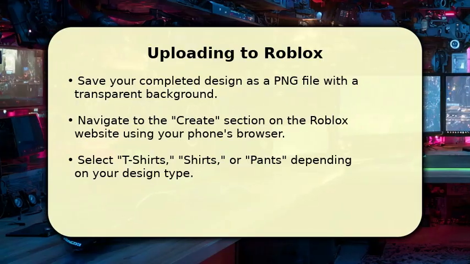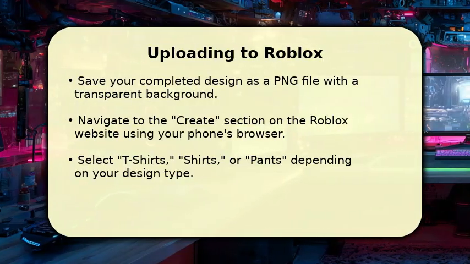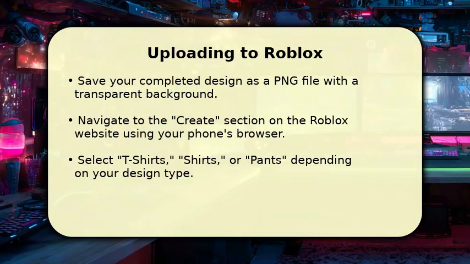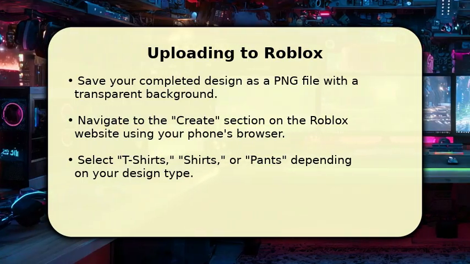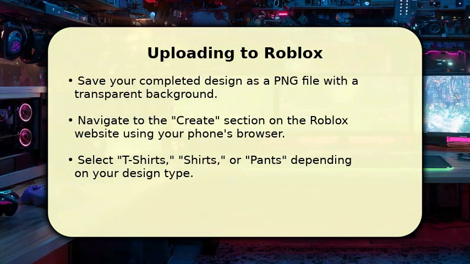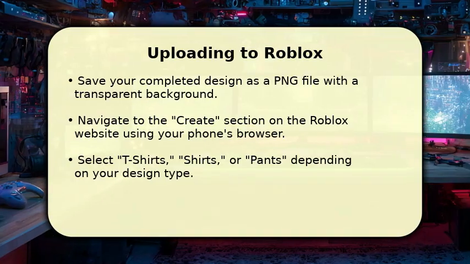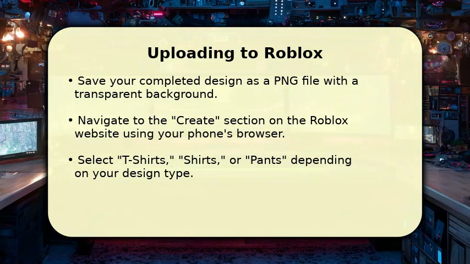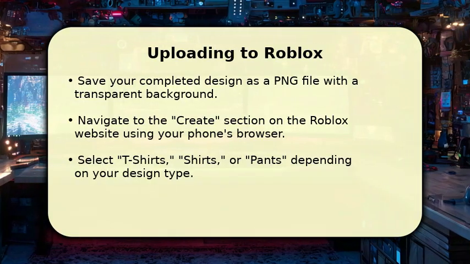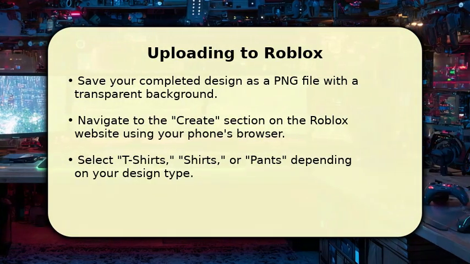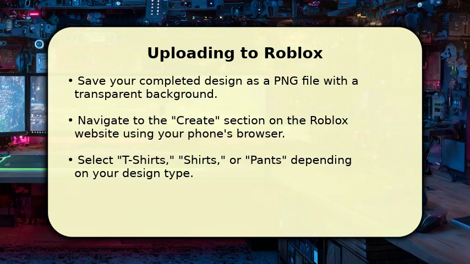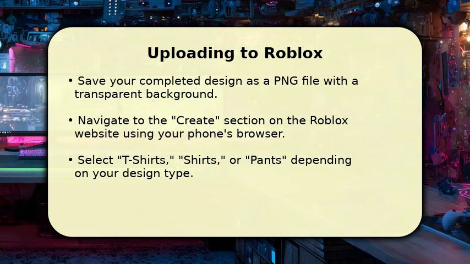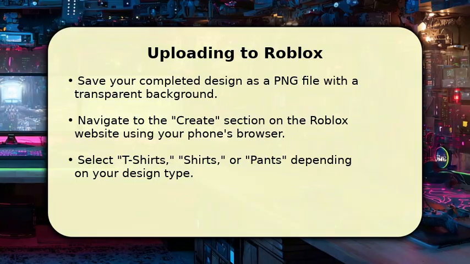Once your masterpiece is complete, it's time to upload it to Roblox. Save your finished design as a PNG file, ensuring it has a transparent background for a professional look. Then, open your phone's web browser and go to the Roblox website, navigating to the Create section. Choose whether you're uploading a t-shirt, shirt, or pants. Finally, upload your PNG file, give your new clothing item a catchy name, and set a reasonable price for other players to purchase.